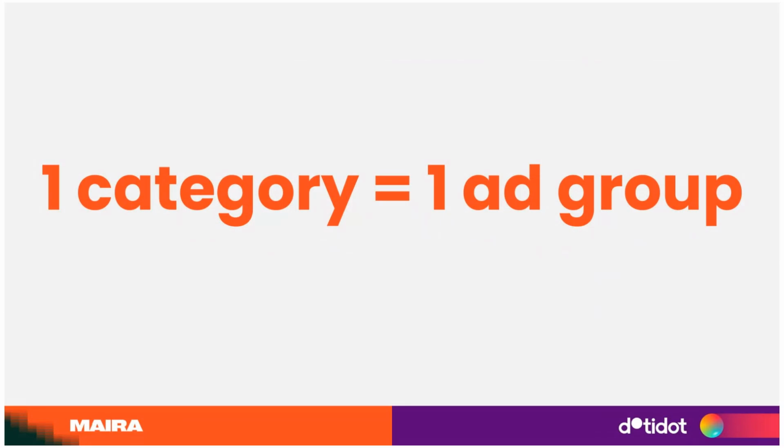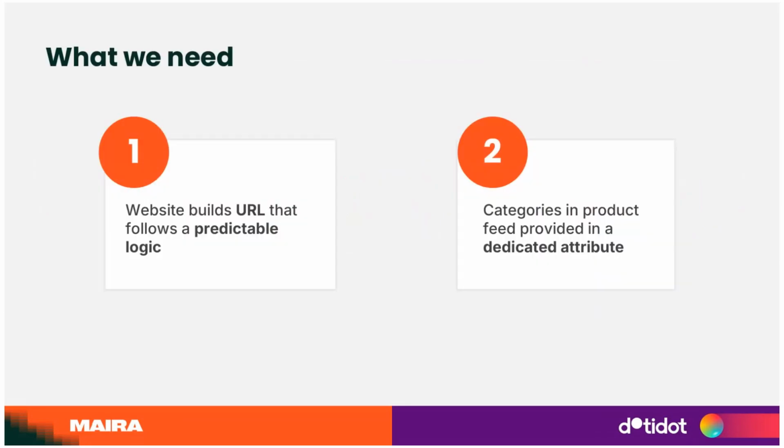And before we start, let's see what we actually need. First, you need to make sure your website is ready to build a URL that follows any predictable logic, because this is what actually allows us to automate. And second, we will need a product feed, and you will need a category in some dedicated attribute. But this is not usually a problem.